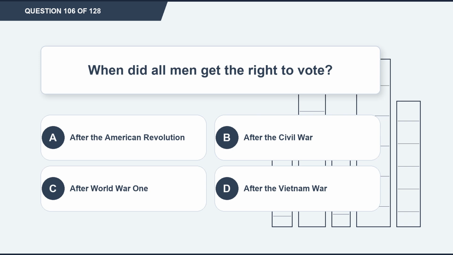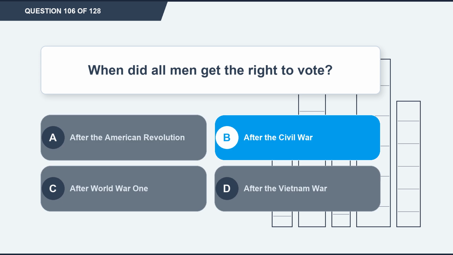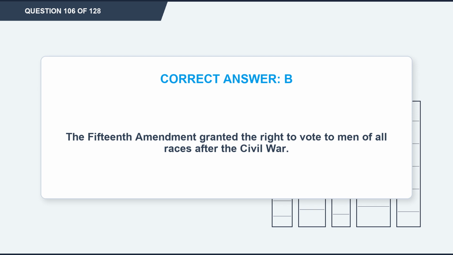Question 106. When did all men get the right to vote? Option A, after the American Revolution. Option B, after the Civil War. Option C, after World War I. Option D, after the Vietnam War. The correct answer is option B, after the Civil War. Explanation. The 15th Amendment granted the right to vote to men of all races after the Civil War.